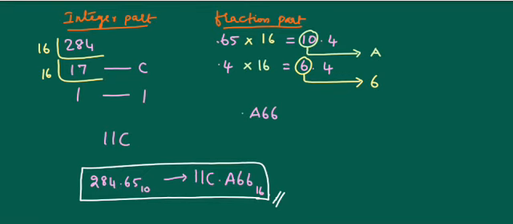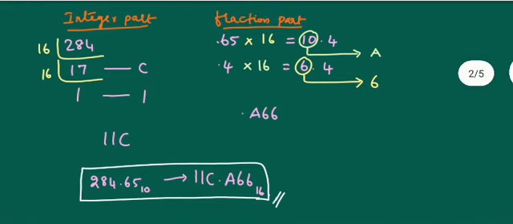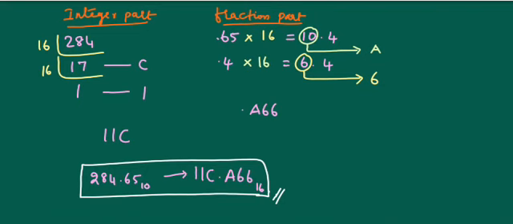See here, 284 I am going to divide by 16. Quotient is 17 and remainder is 12. 12 means C. Again 17 I am going to divide by 16. Quotient is 1, remainder is 1. So 1C. From bottom to top you have to write. So integer part is 1C.